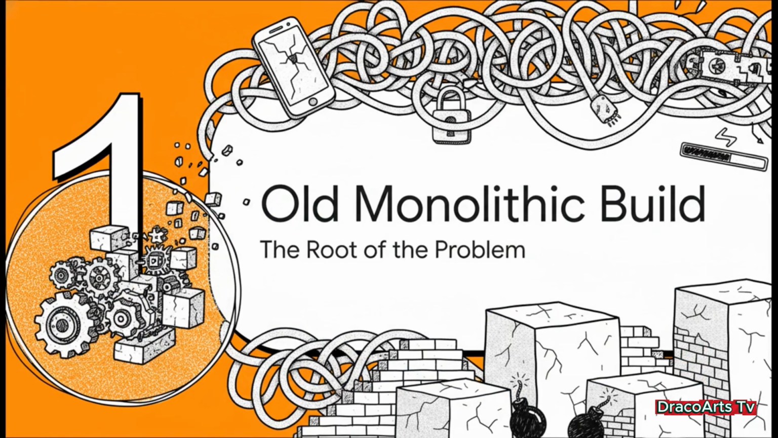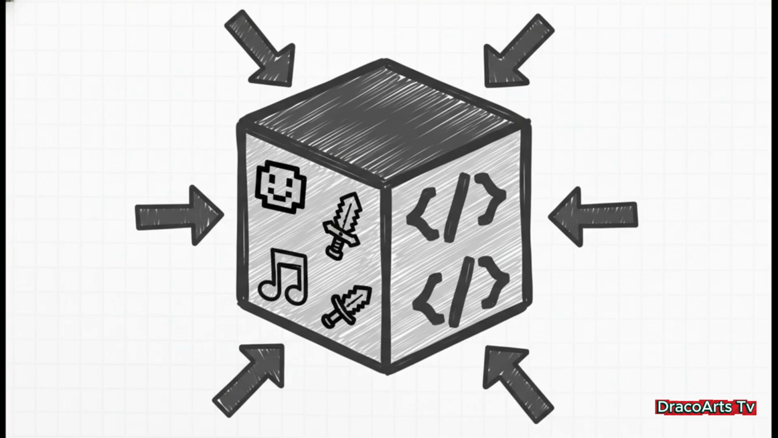Okay, so to really get the solution, we first have to understand what's broken. And the root of the problem is what we call the old monolithic build. For the way mobile games work today, this traditional method, it's just fundamentally flawed. So the old way, we call it monolithic for a reason. When you hit that build button in Unity, it crams everything: your code, your characters, textures, audio, the whole shebang into one single gigantic package. And for mobile users, people on limited data plans or sketchy Wi-Fi, it's an absolute disaster.